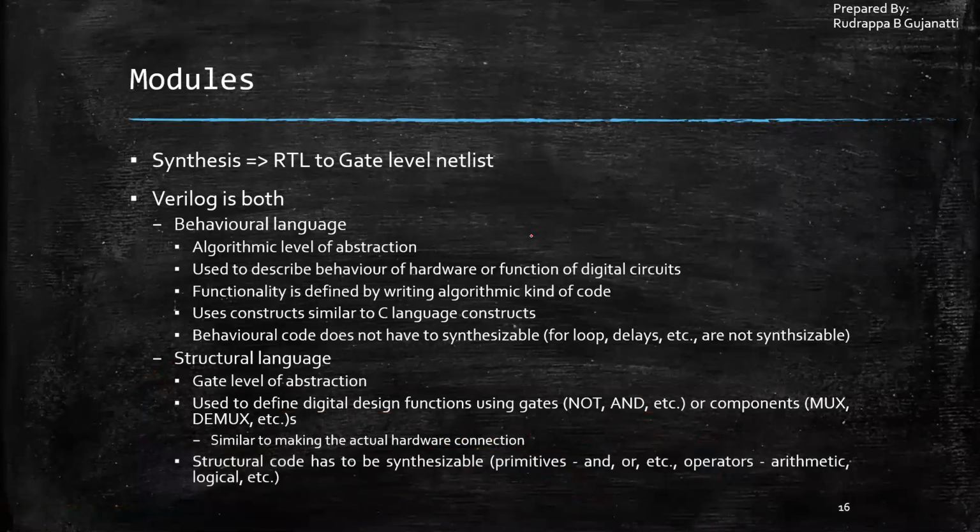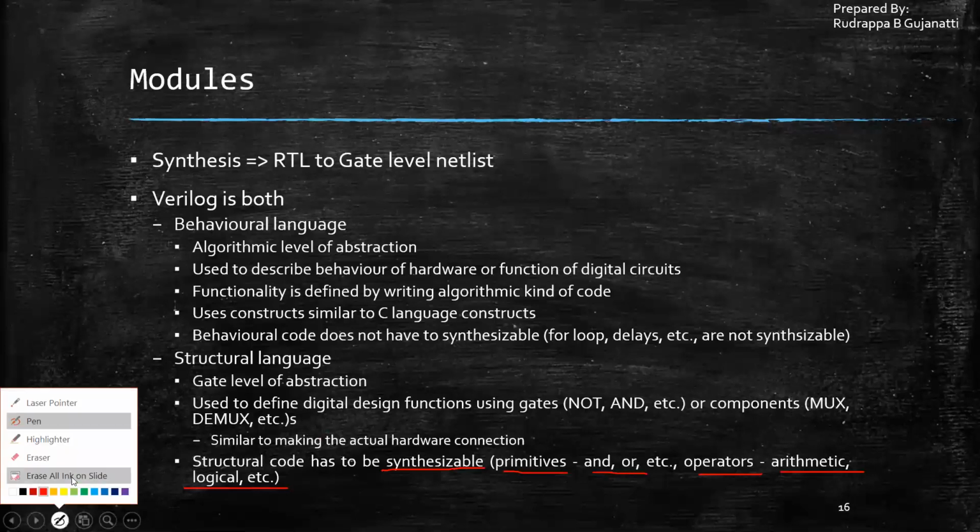A structural code can be synthesizable, because I'll be getting the RTL description as an input to this. From this, I'll be getting the gate level netlist. In this case, we make use of already existing primitives such as and, or, and operators can also be used, that is the plus and minus operators. These are all primitives which fall under structural coding or gate level implementation.